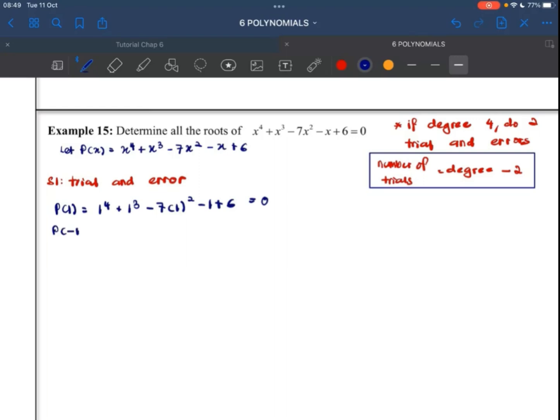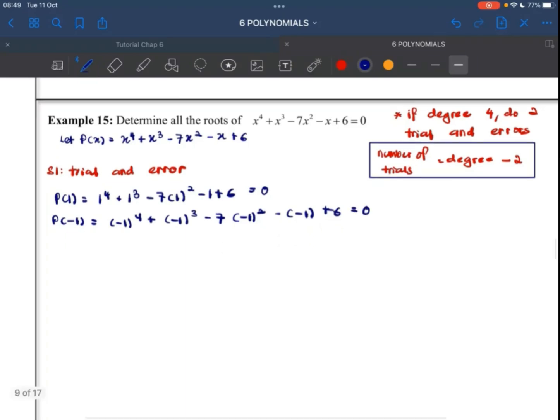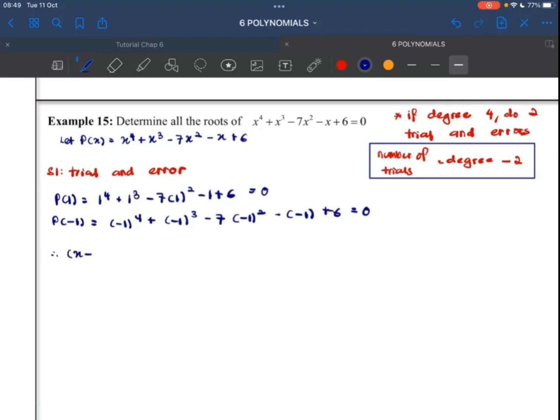Let's see for negative 1 pula. Negative 1 to the power 4 plus negative 1 cube minus 7, negative 1 square minus negative 1 plus 6. 1 minus 1 minus 7 plus 1 plus 6 also equals 0. So here we can conclude that x minus 1 and x plus 1 are factors of fx. Okay, 2 kali sahaja, sebab degree dia 4.